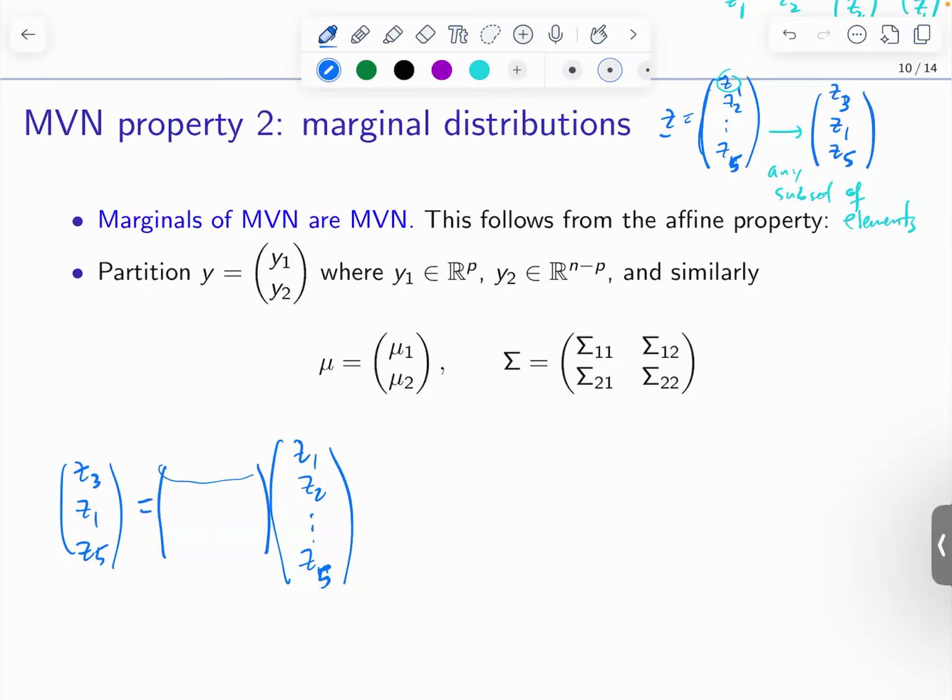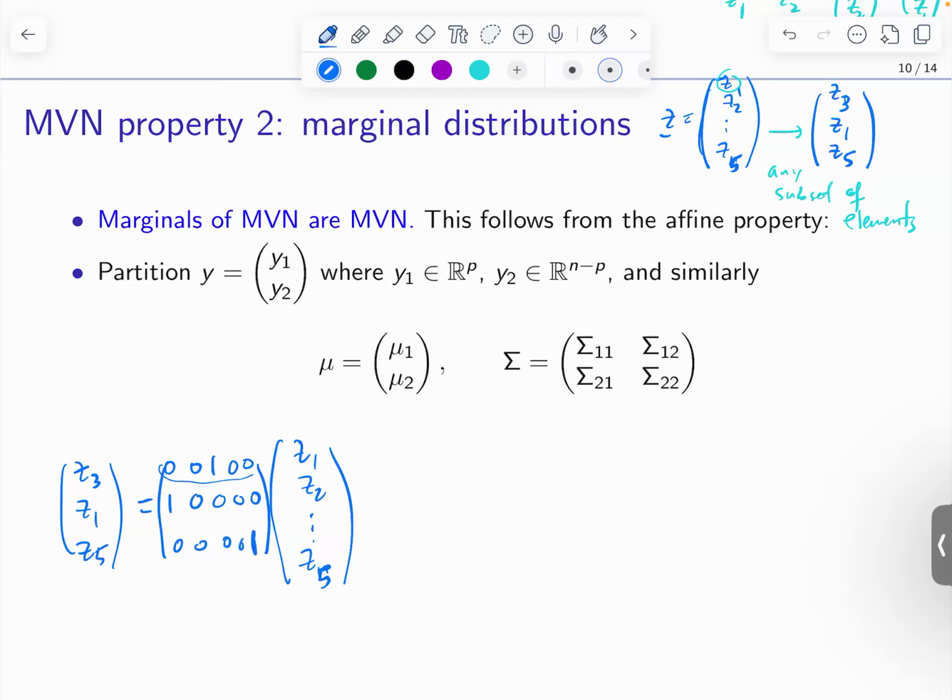Coming to the first row: 0, 0, 1, 0, 0. So this is going to pick up just the third element here. And you multiply this, this selects the first element, because the linear combination with these coefficients would be neutral. What is the second row? 1, 0, 0, 0, 0, and then the last one would be 0, 0, 0, 0, 1.